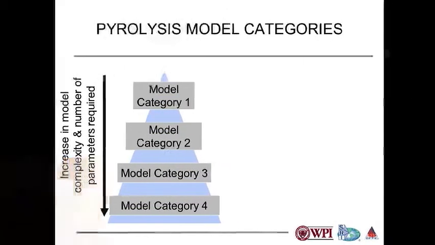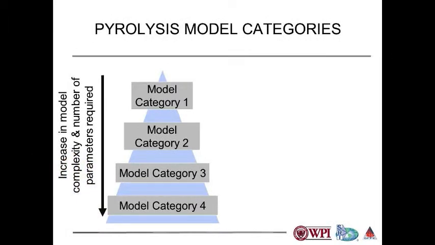document, we make a distinction between 4 different categories of models. The most complex ones are at the bottom. The least complex ones are at the top. The least complex one, category 1, are models where you would run some tests in a calorimeter, and you would just take that data and plug that into your compartment fire model.